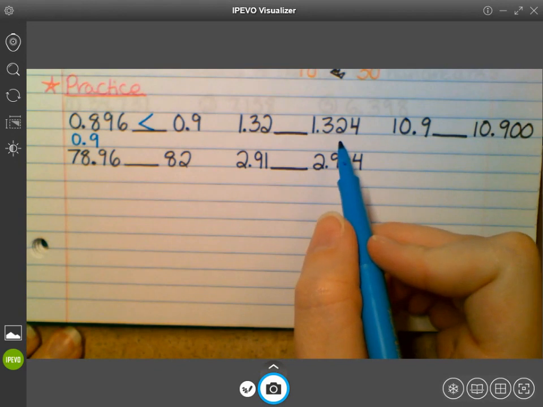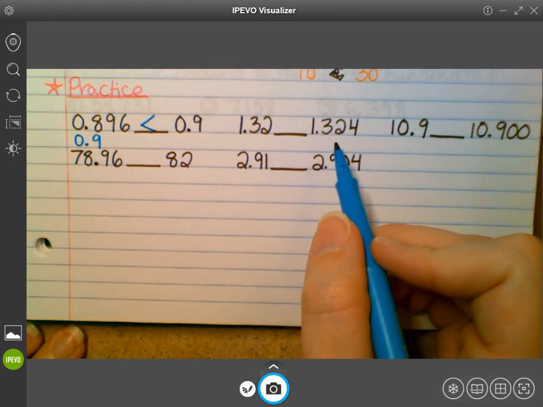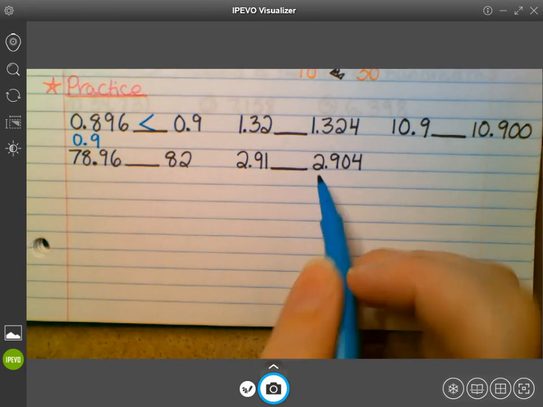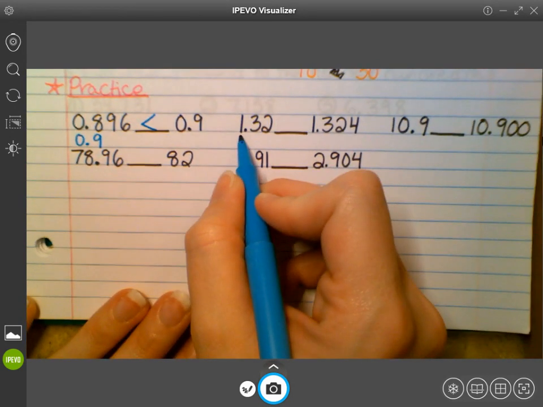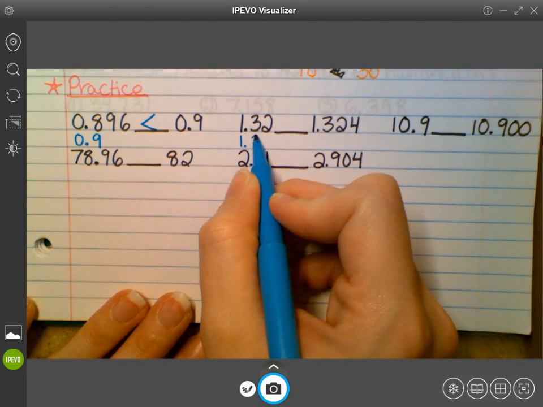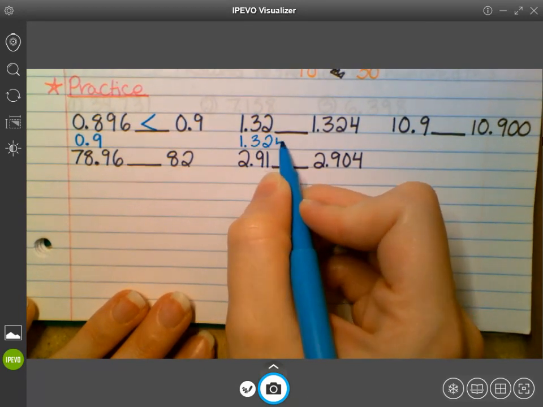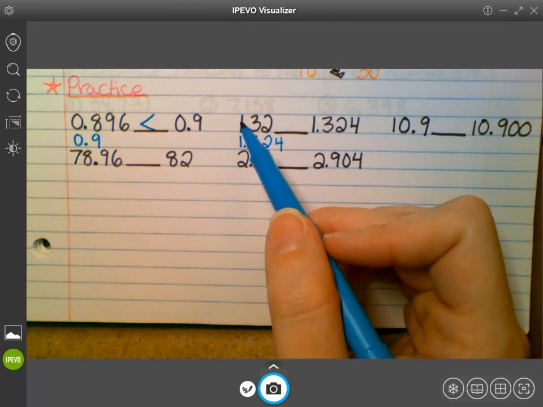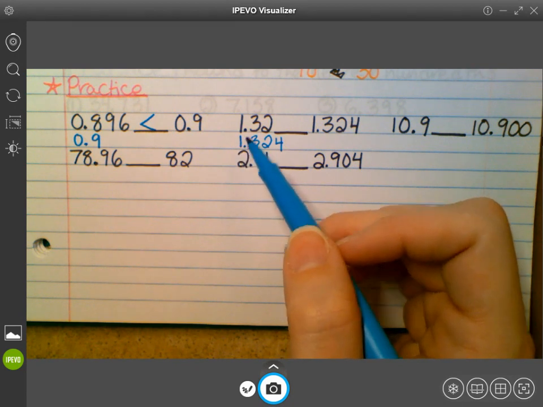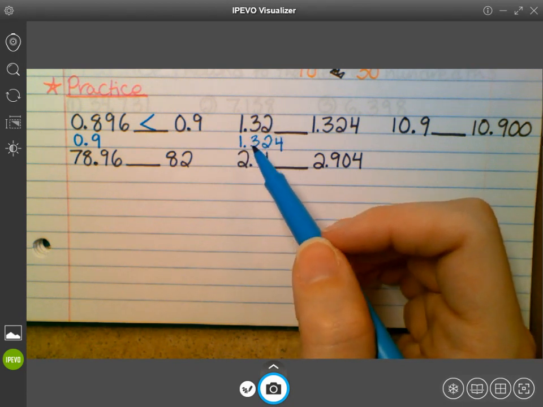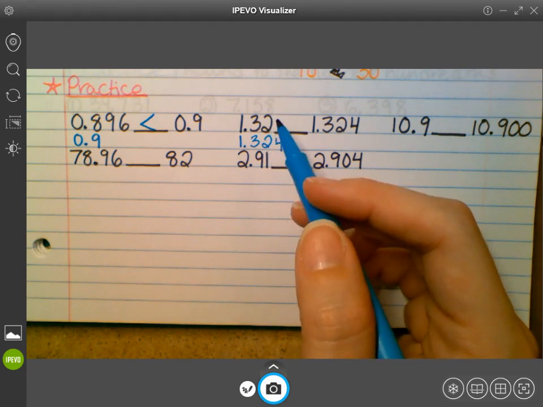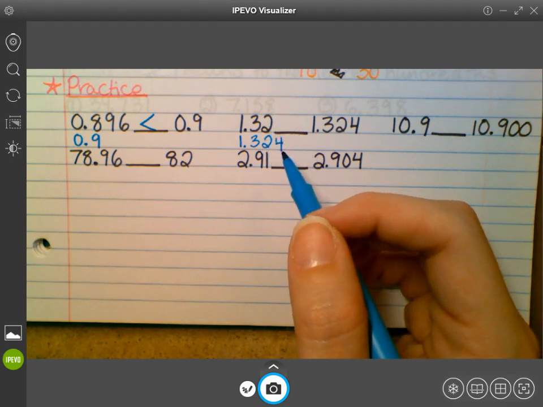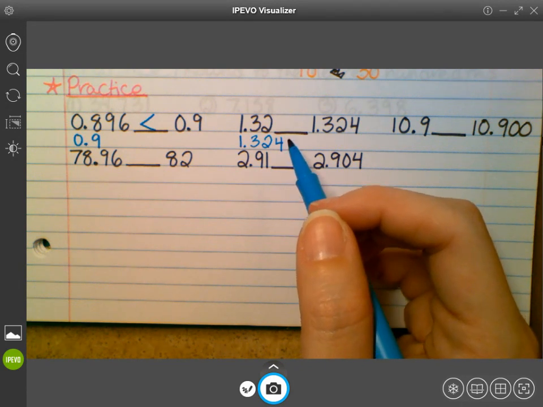Then our next one. I don't know why they're stacking, but it needs to stack. Again, I want to stack them to compare them, so I'm going to make sure my decimals line up. Okay. Is there a tie in the ones place? Yes. Is there a tie in the tenths place? Is there a tie in the hundredths place? Is there a tie in the thousandths place? No. Which one's larger? Emmy?